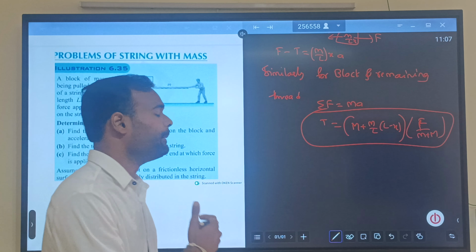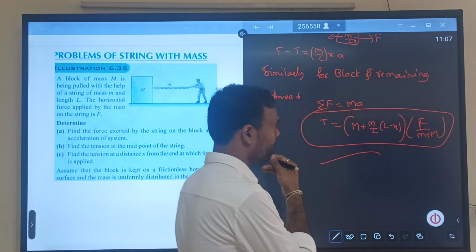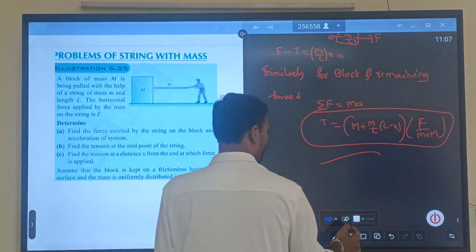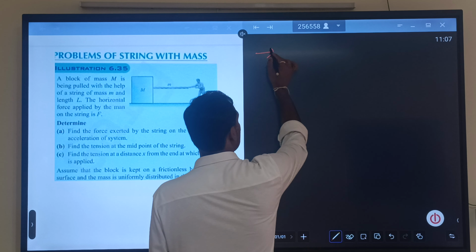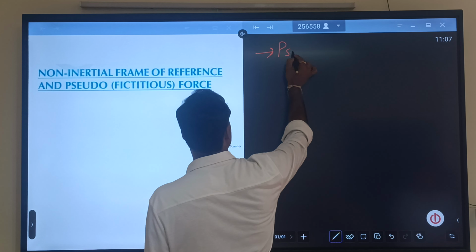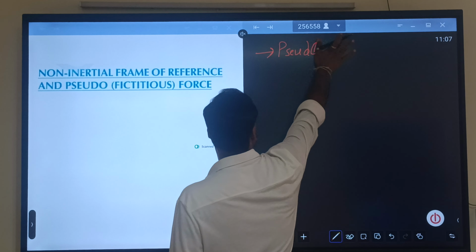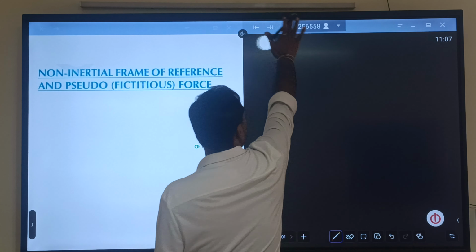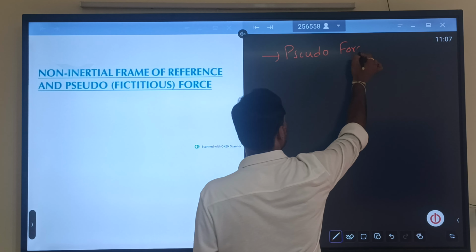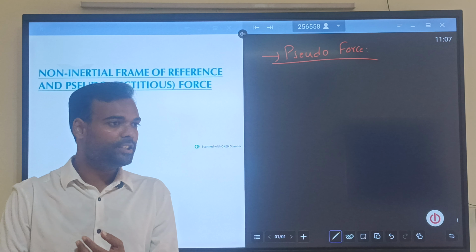Then the next concept is, and I hope the problems connected with strings, both without mass and with mass of the string, have been completed. Next we are going to see a new concept, one of the most important and confusing topics, that is known as pseudo force. Pseudo force. See, this is one of the important and confusing topics.